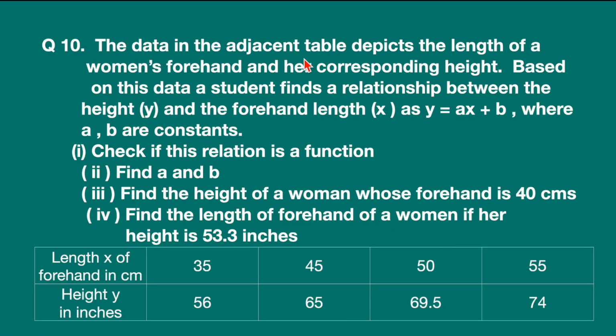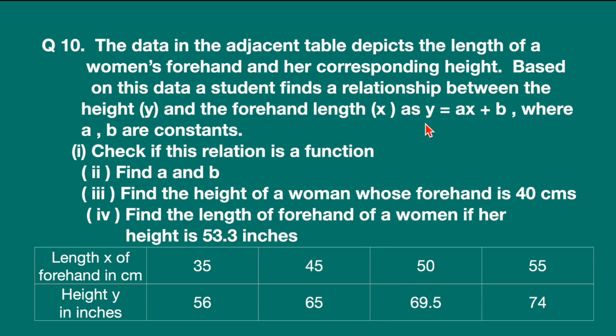Question 10. The data in the adjacent table depicts the length of a woman's forearm and her corresponding height. Based on this data, a student finds a relationship between the height y and the forearm length x as y is equal to ax plus b, where a, b are constants. Check if this relation is a function. So here x is the length of the forearm, these are the values of x, and y values are given like this, that is the height in inches. Okay, and the relationship is y is equal to ax plus b. Check if this relation is a function. Every element of x has a unique image in y, so it is a function.